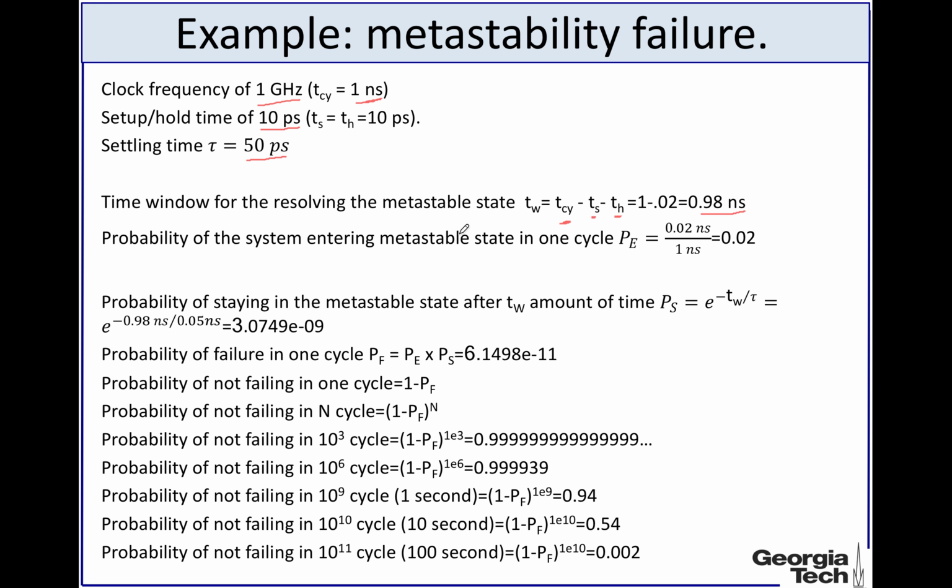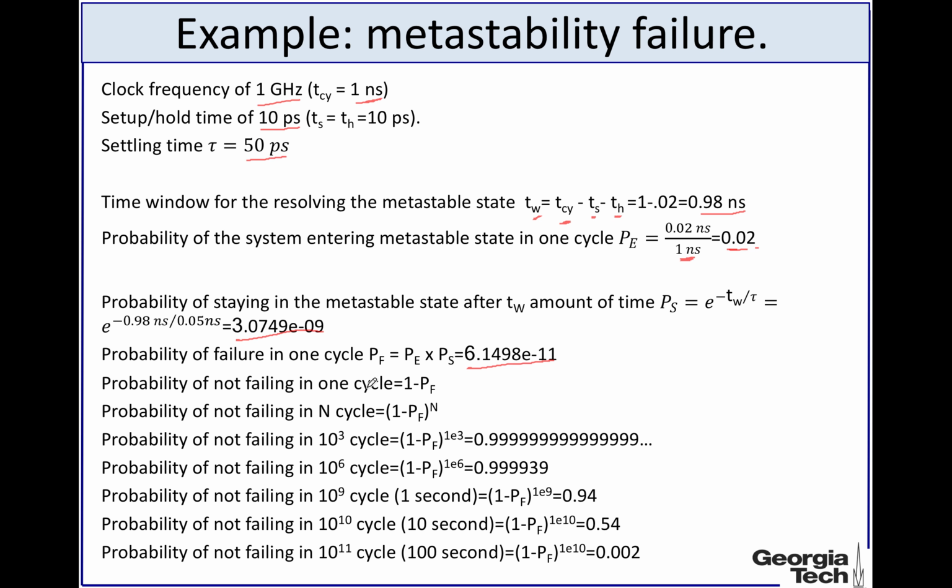So the probability of the system entering into the metastable state in one cycle is this TW over the clock period, which is 0.02. And then the probability of the flip-flop staying in the metastable state is e to the power minus TW over tau, which comes out to be 3 point something times 10 to the power minus 9. So the probability of failure in one cycle is 6 point something times 10 to the power minus 11 per cycle.